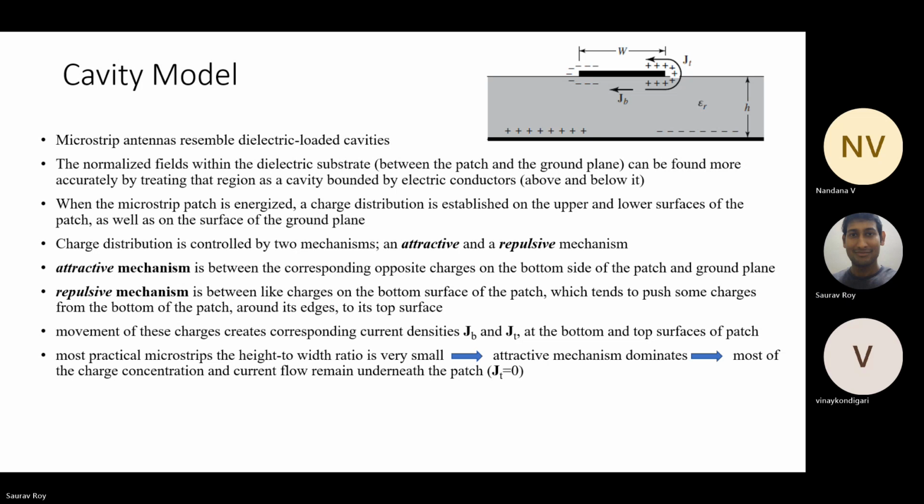Okay. So because of this, only the attractive mechanism dominates, and the current flow will be between the positive and negative charges below the patch in a microstrip patch antenna. That is the JB component. And the JT component comes from the repulsive mechanism. It almost becomes zero. So on the top of the patch, there is almost no current flow. That is what you should remember, because later we will use this.